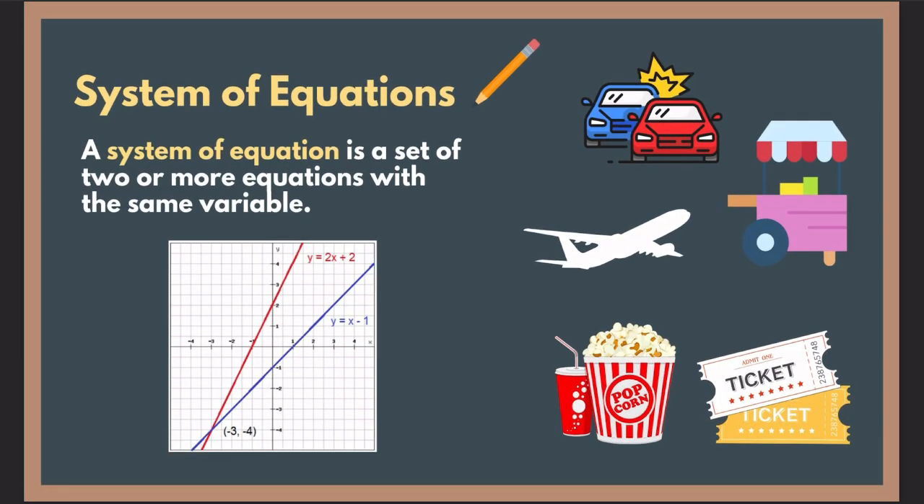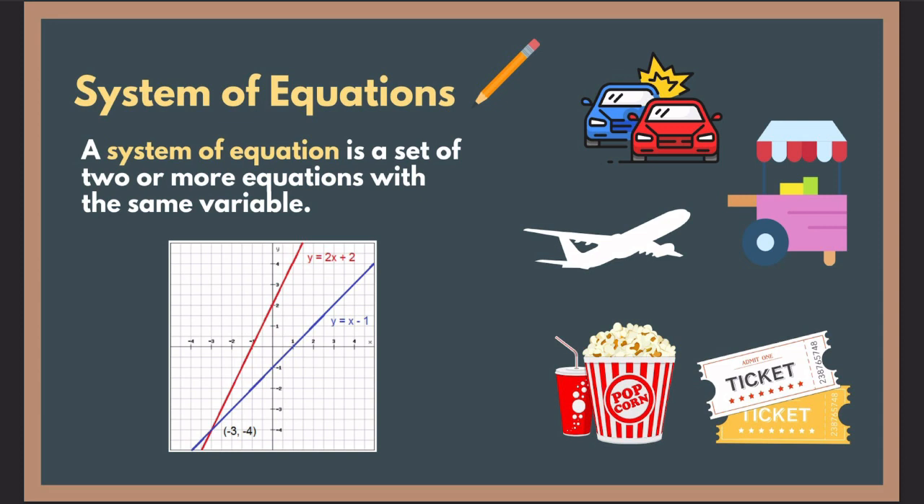First, let's review what a system of equations is. A system of equations is a set of two or more equations with the same variables. When we solve a system of equations, we are trying to find the values of the variables that make the equations true at the same time.